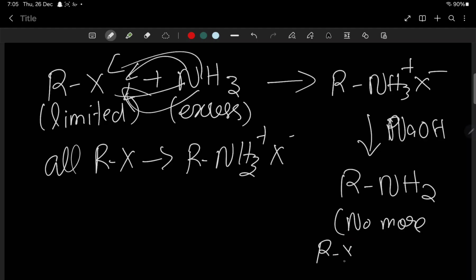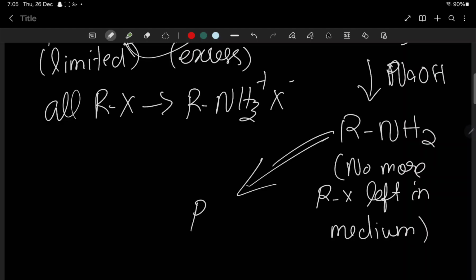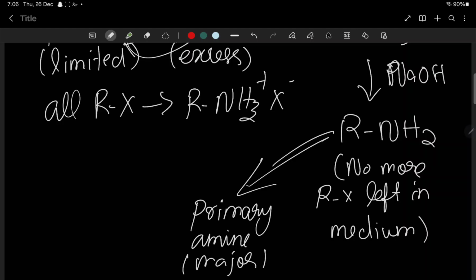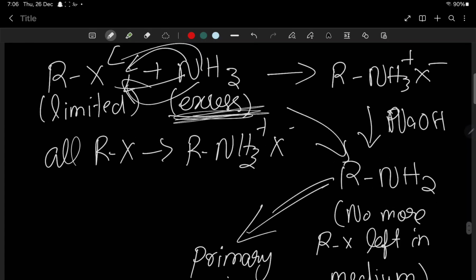Therefore RNH2 we'll get. We get primary amine as our major product. No need of purification, no more products form. So what should we use? Excess NH3 to get primary amine as the product.